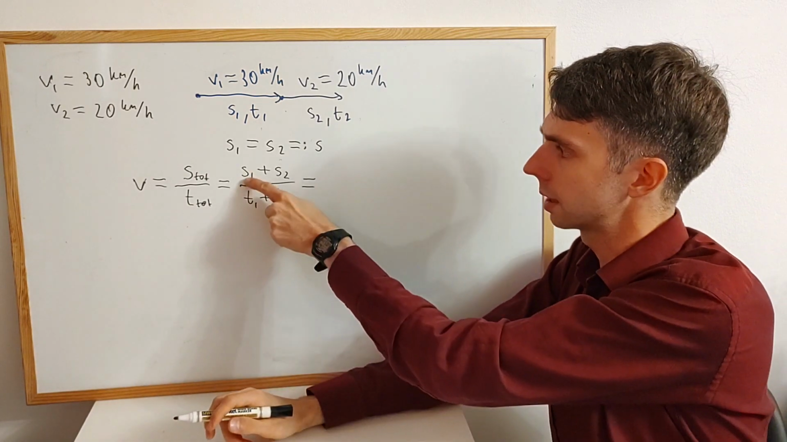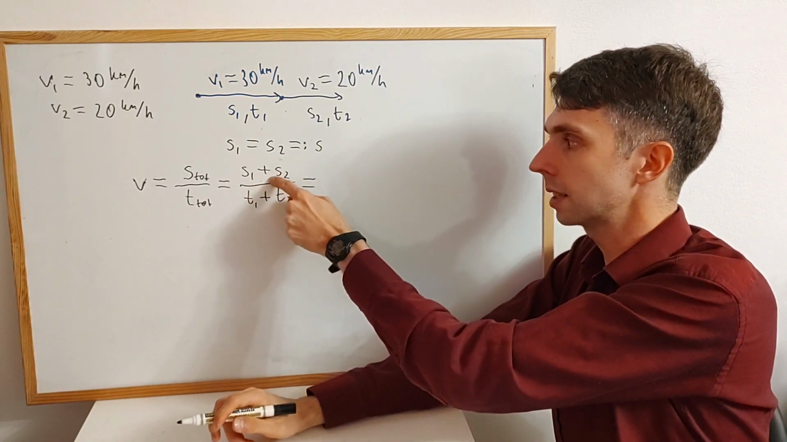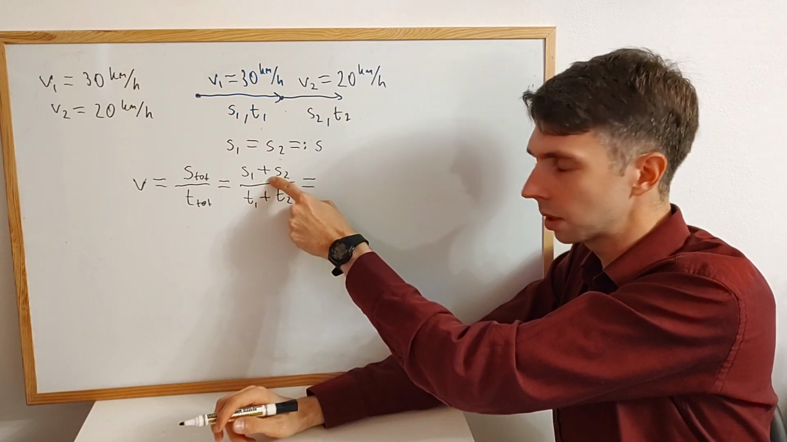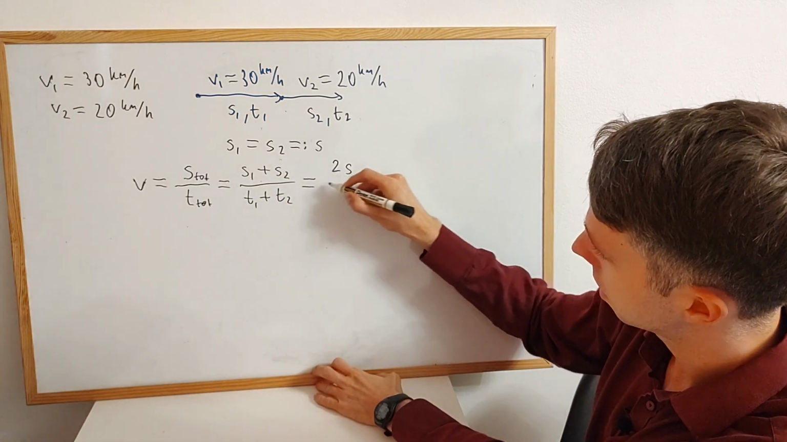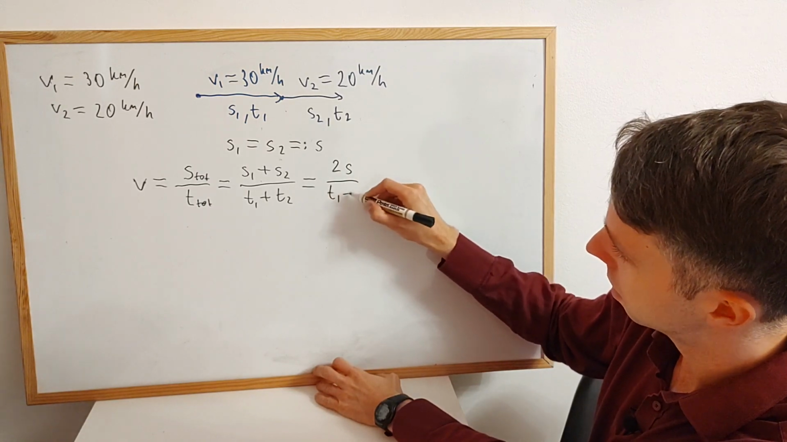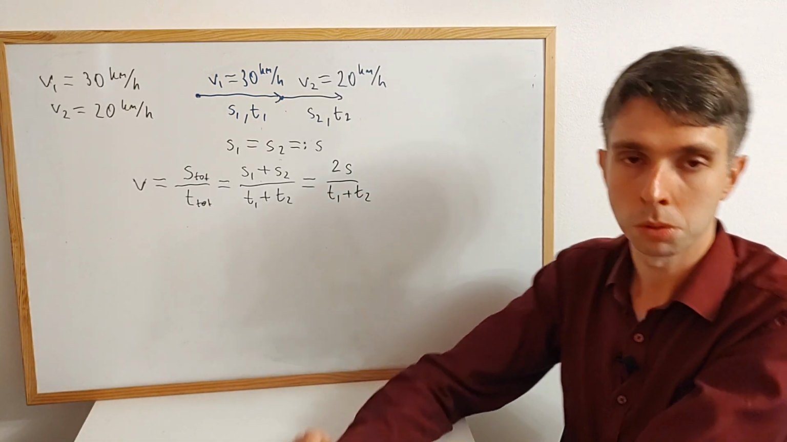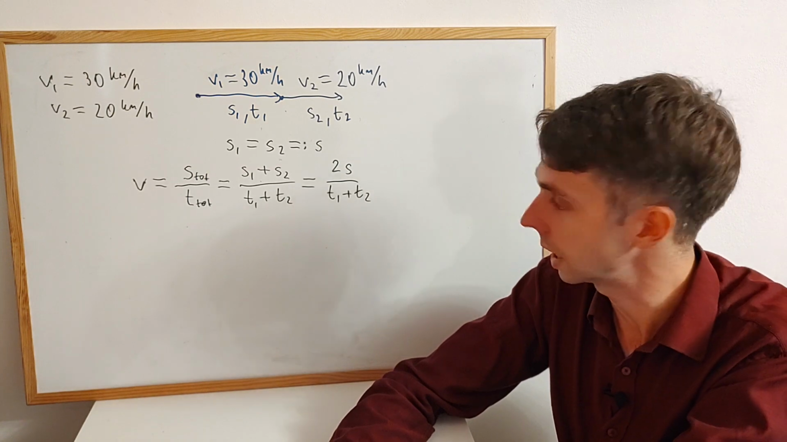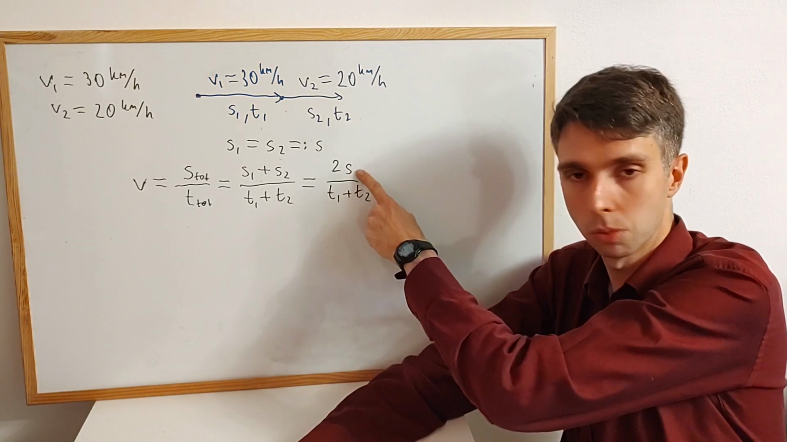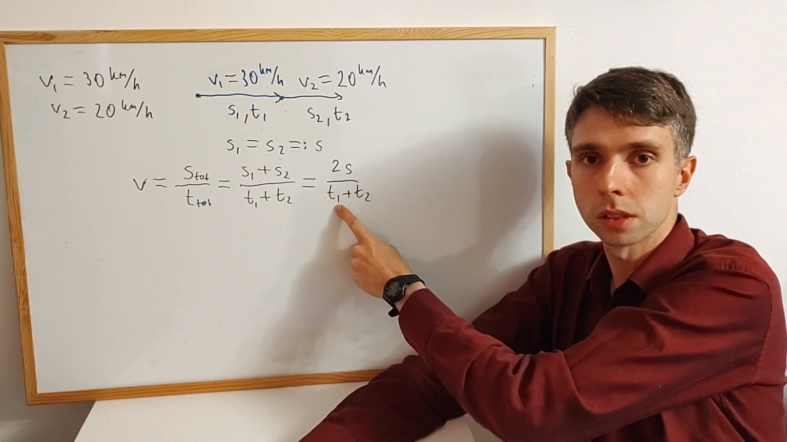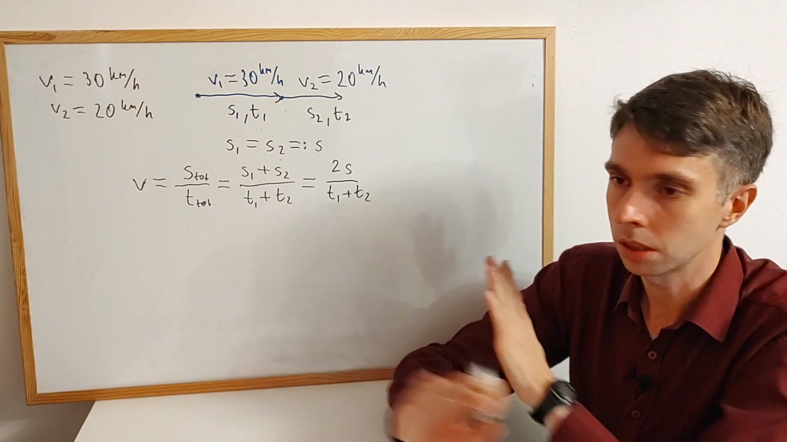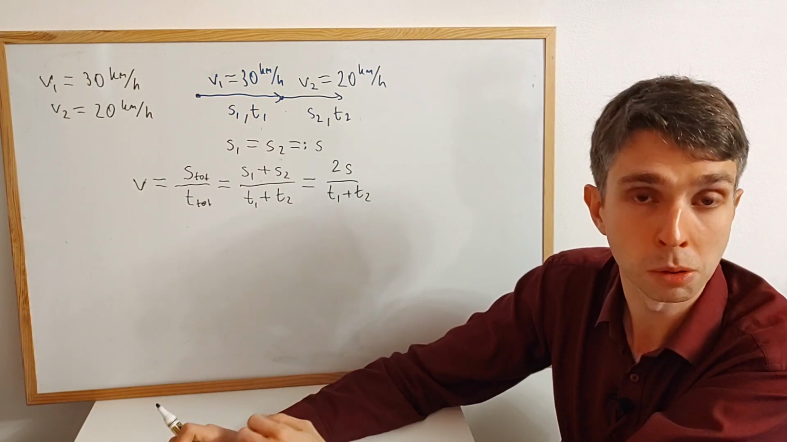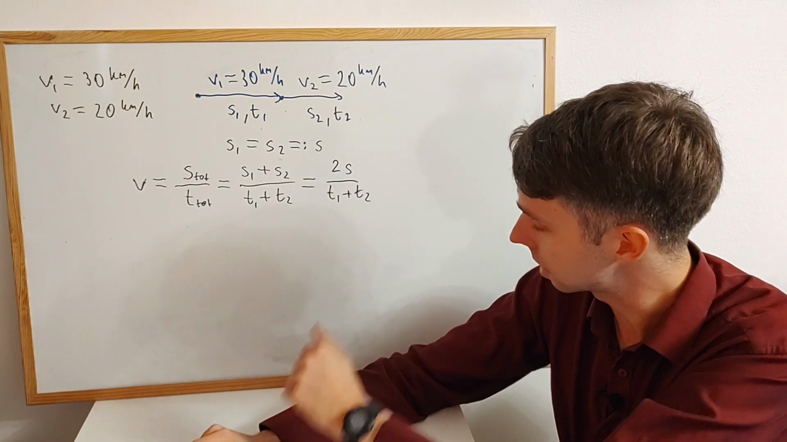And we know that s1 equals s and s2 equals s, so s plus s will be 2s divided by t1 plus t2, which doesn't look good at all because we don't know what s is, we don't know what t1 is, we don't know what t2 is, we know nothing. So how to deal with this?